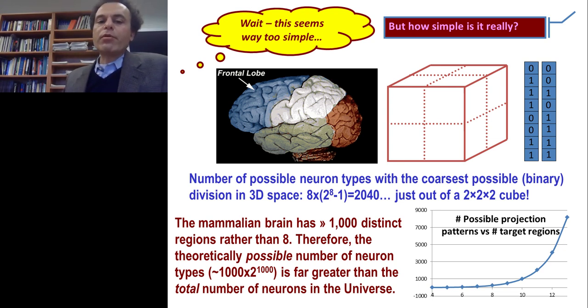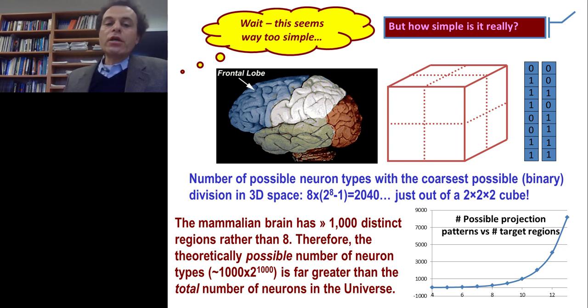So even in this very simple representation, the number of possible neuron types you count for a sublocation is 8 times 2 to the 8 minus 1, or 2,040 different neuron types, just out of a 2 by 2 by 2 cube.